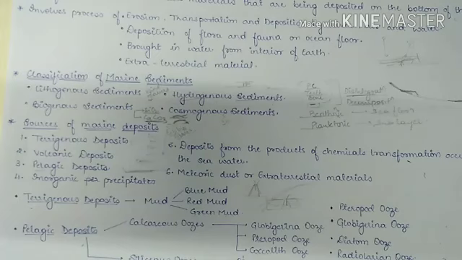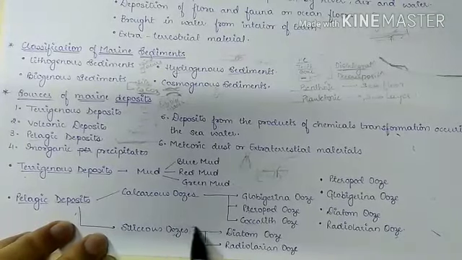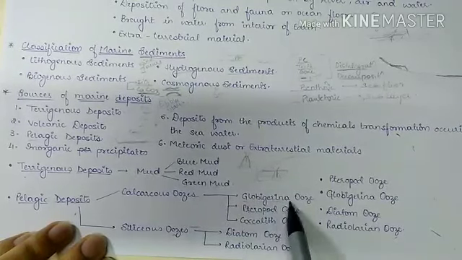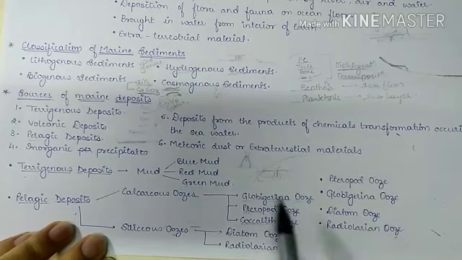Okay, and these oozes are classified on the basis of the predominant material that is present in them. So we have two types of oozes, that is calcareous ooze and siliceous ooze. Okay, so the calcareous ooze contains globigerina ooze, then we have pteropod ooze, then we have coccolith ooze.